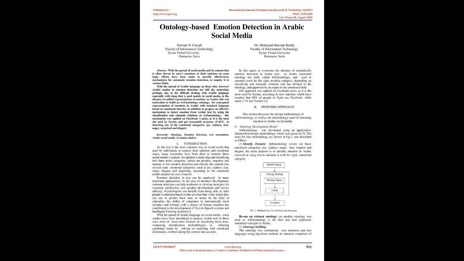With the spread of the Arabic language on social media, some studies have been introduced to analyze Arabic text in those sites. Most of them have focused on classifying these texts, comparing classification methodologies, or inferring emotional status by relying on matching with emotional dictionaries, without taking the context into account. In this paper, to overcome the absence of semantic emotion detection in Arabic text, an Arabic emotional ontology has been built, called ARM ontology, and used to annotate posts with the right emotion category, depending on classifying and semantic relations that have been defined in the ontology, and approved by an expert in the emotional field.